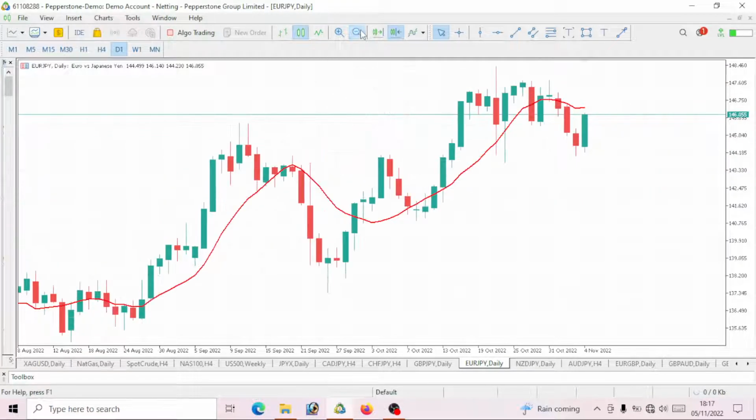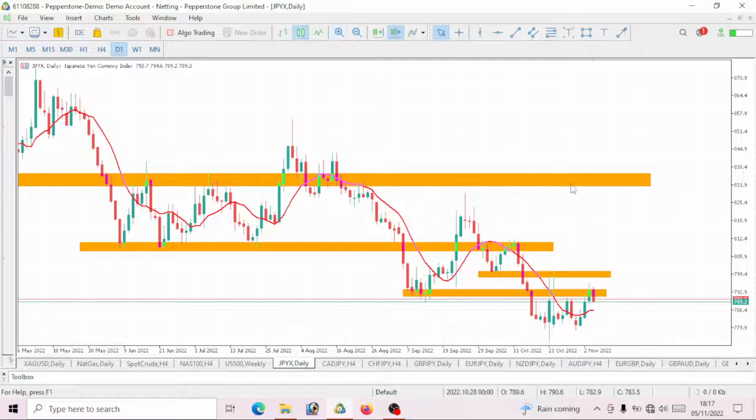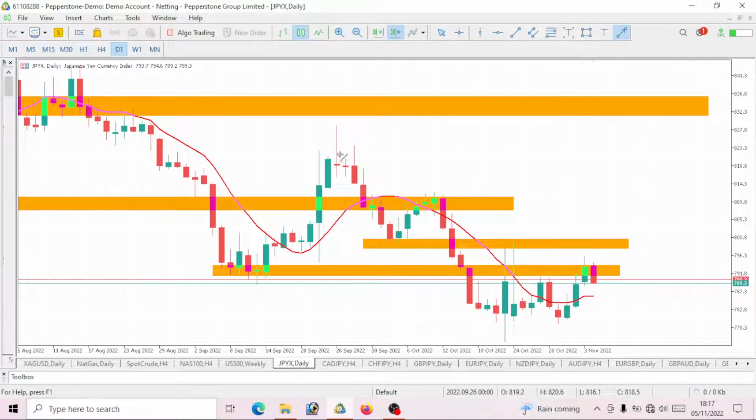So Euro JPY, we are expecting a bullish move. And now, if you take a look at this JPY index, it is actually a bearish move, right? So if you see that we are on a bearish move, then any other pairs to JPY will give us a bullish move. Now, let's see this JPY index.